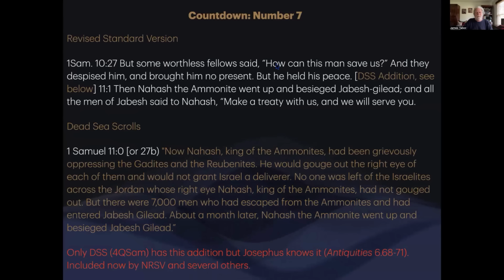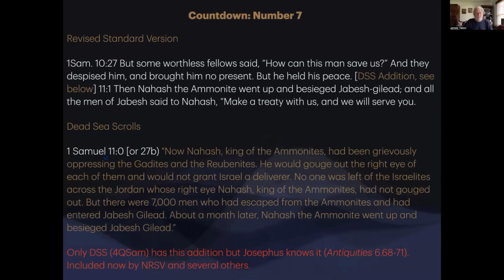So some worthless fellows said, how can this man save us? And they despised him and brought him no present. But he held his peace. And here's where the addition below goes right here. So between held his peace and 11:1, so this is the last verse of chapter 10. This is the first verse of chapter 11. You insert this in the Dead Sea Scroll manuscript. Then Nahash the Amorite went up and besieged Jabesh Gilead. And all the men of Jabesh said to Nahash, make a treaty with us and we will serve you. So they're more or less surrendering.